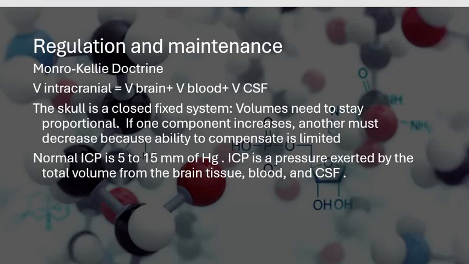But this does not always work. There could be a possibility where there is a failure of compensation. If the compensation is limited, when these mechanisms fail, ICP begins to rise. And as we already said, the skull is rigid. The brain is unable to expand, which leads to increased pressure within the skull.